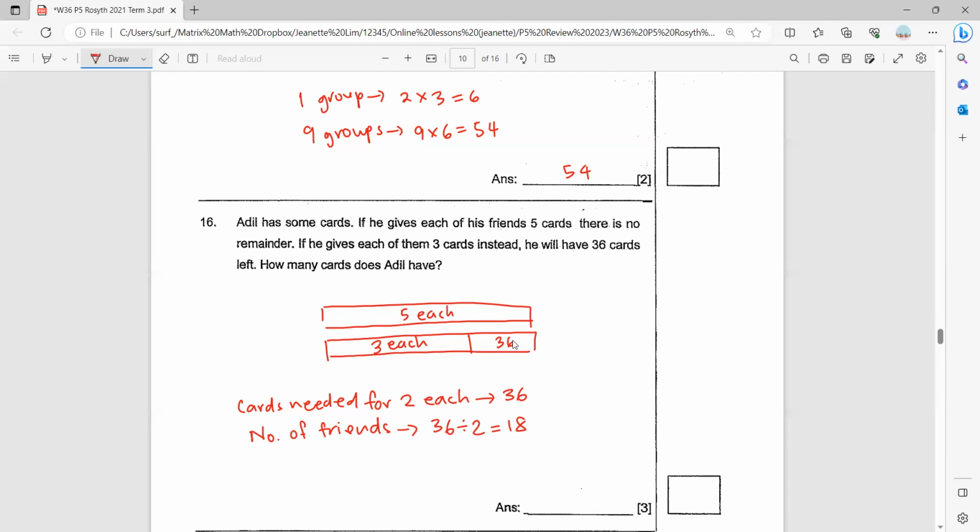So how many cards does he have? Now, since I know that there's 18 friends that he gave to, the number of cards will be 18 times 5. Okay, so there are 90 cards in total. Or you can take 18 times 3, then plus 36. You'll get the same answer.